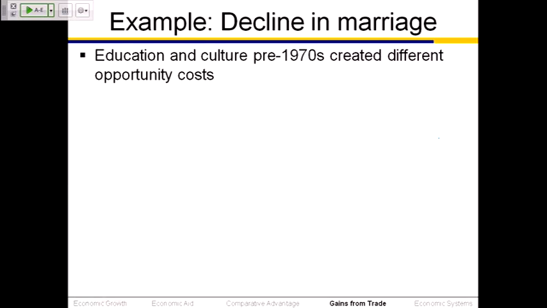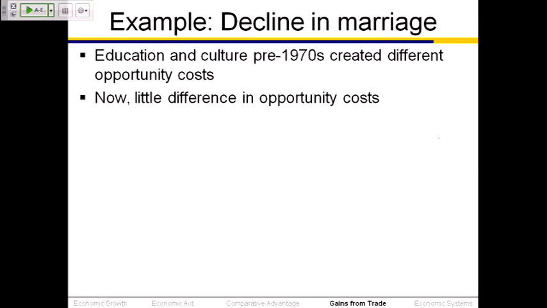We spent a year in upstate New York when my son was in 8th grade. He was required in 8th grade to take a quarter of shop, I forget what it was, and a quarter of home ec. Everybody, boys and girls alike, were required to take these classes. With the change in the educational system, there's now very little difference in the opportunity costs between any two individuals. Those gender differences have disappeared because our educational system has changed. We're no longer creating those differences in opportunity costs.